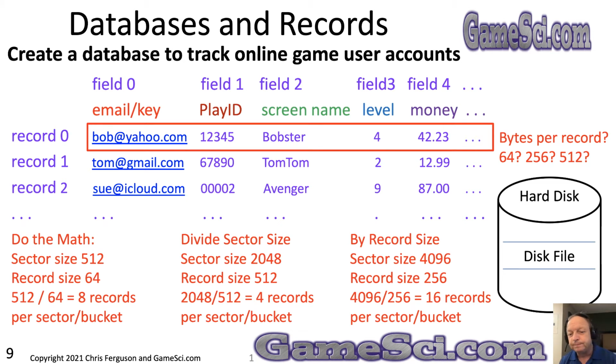So let's say I have a sector size of 4096. Modern hard drives typically have a sector size of at least 4096, and I have a record size of 256. Well, I do the math, divide those two numbers, I can store 16 records per sector or bucket. And I should try to store 16 database records into each disk sector.